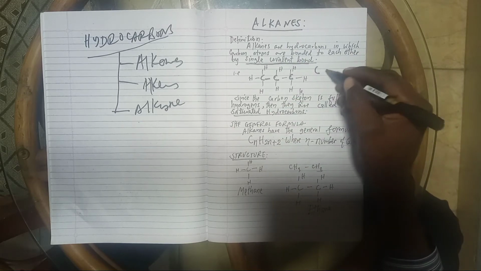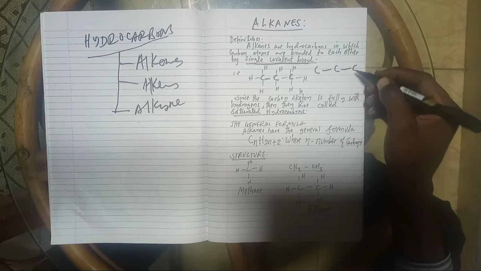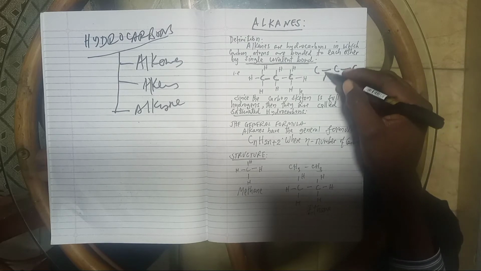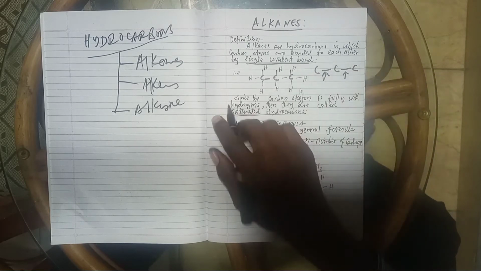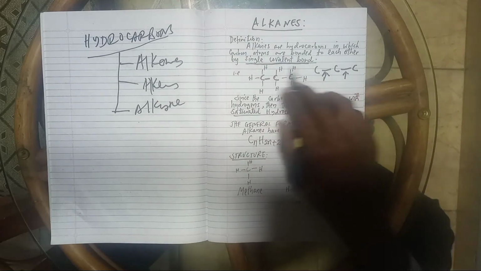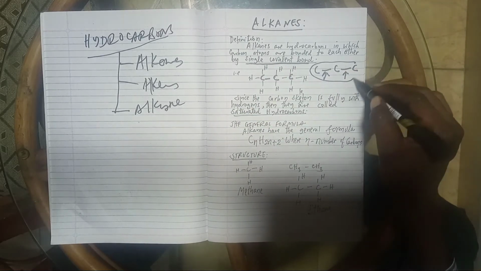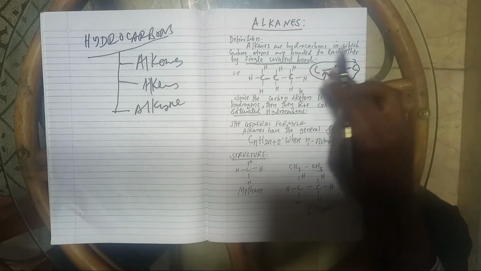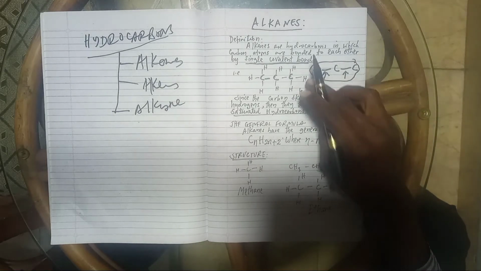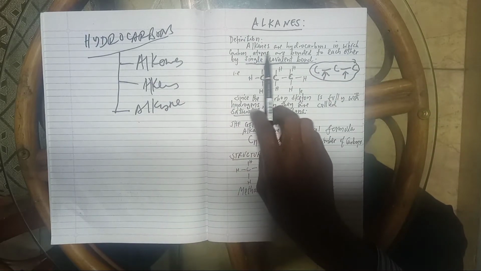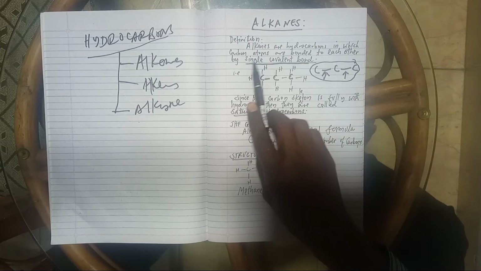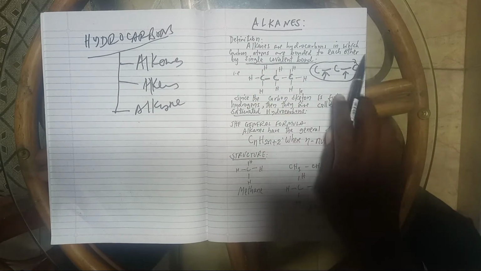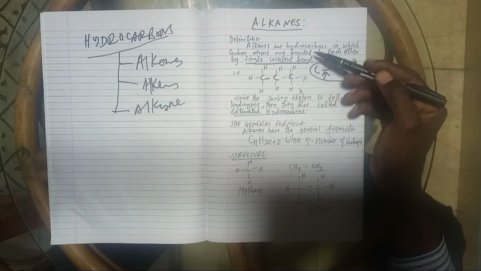So alkane is made up of carbon and carbon with a single bond between them. It is made up of the carbon chain, and this carbon chain is joined by a single bond between carbon and carbon, and that is why we say alkanes are hydrocarbons in which carbon atoms are bonded to each other by a single covalent bond.